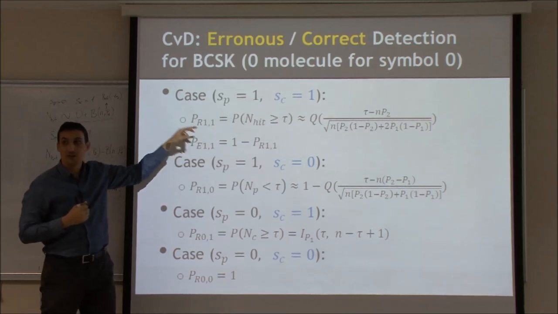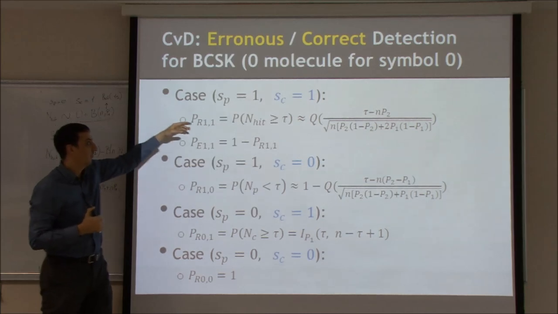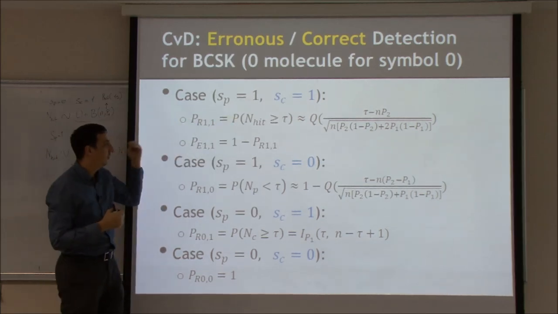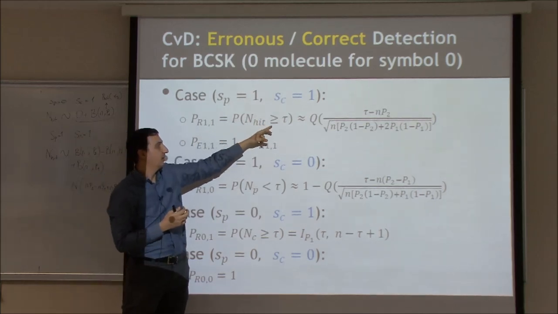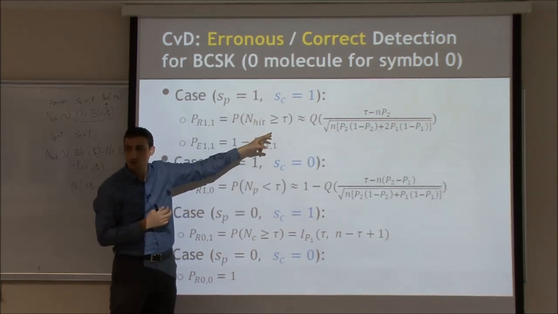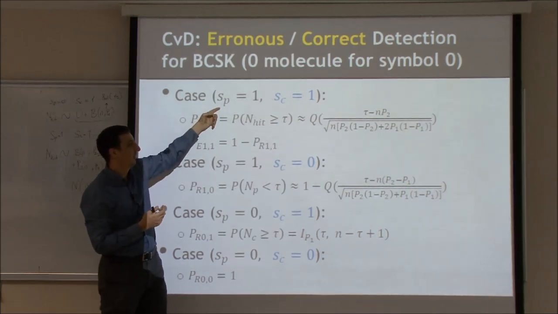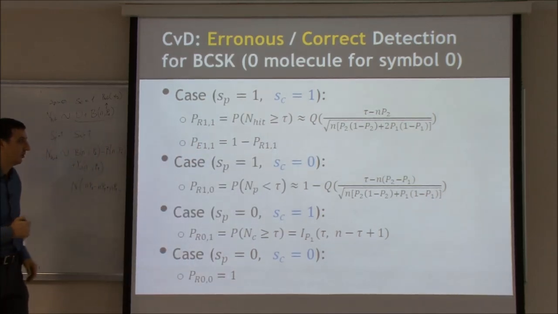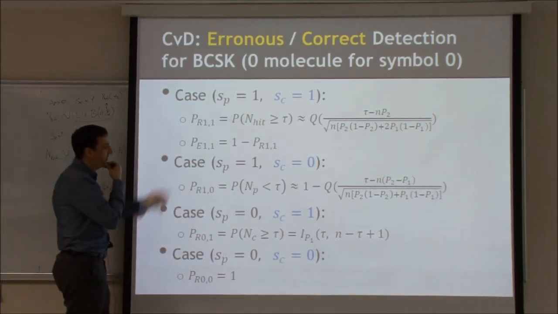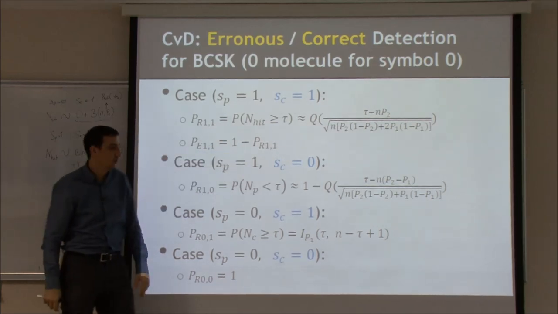Receiving 1 correctly when the previous symbol is 1. I said 1. What is the probability of receiving it correctly? The probability of n hit greater than tau gives me the correct reception probability for this case, which is the Q function for that given distribution. For the erroneous reception, false reception, we have 1 minus correct reception, of course.